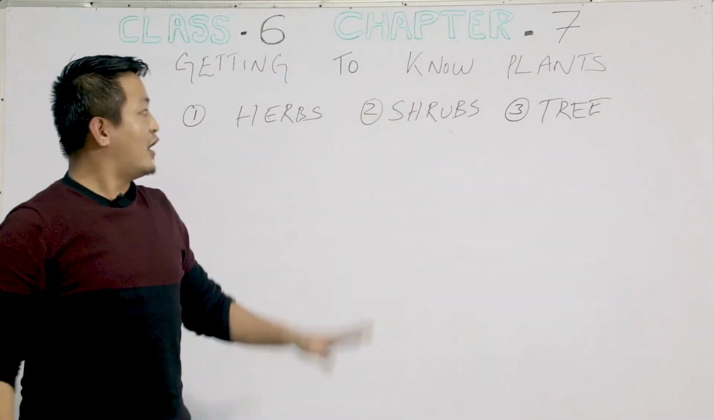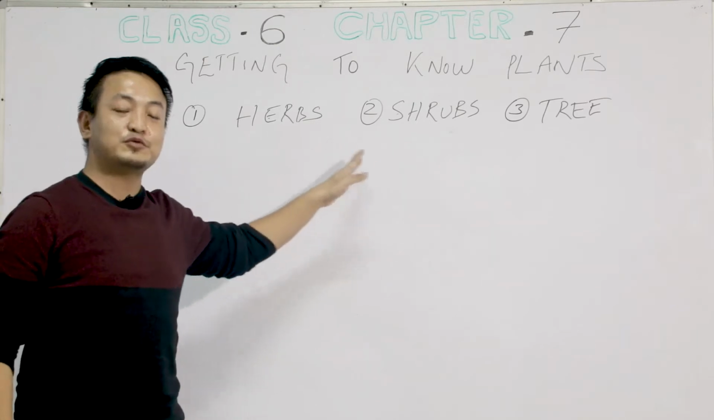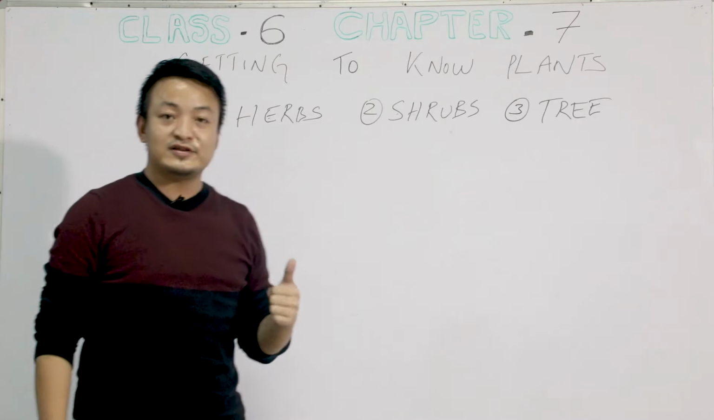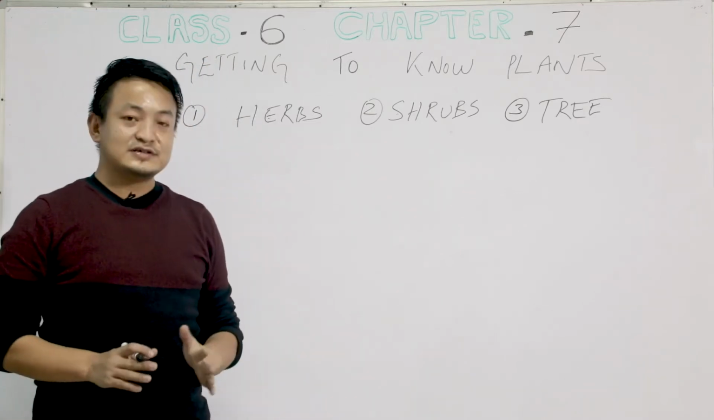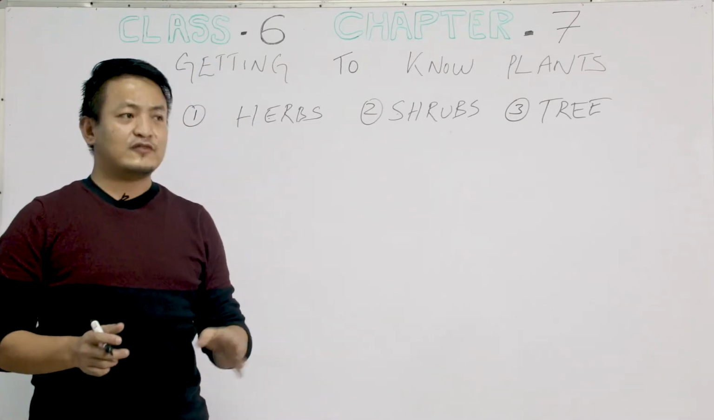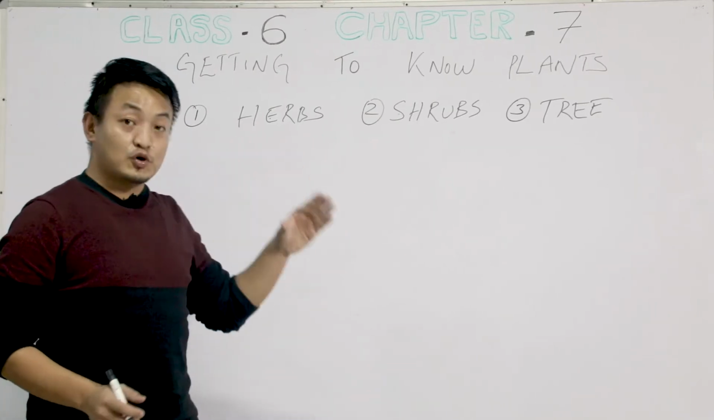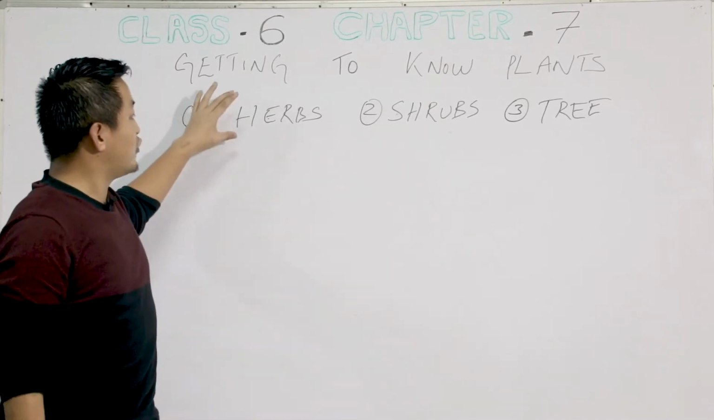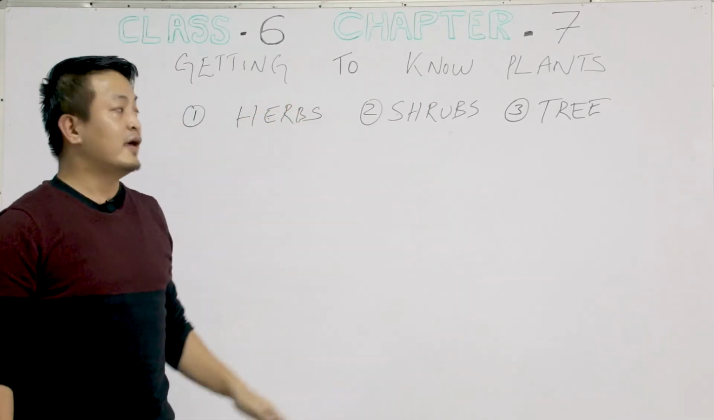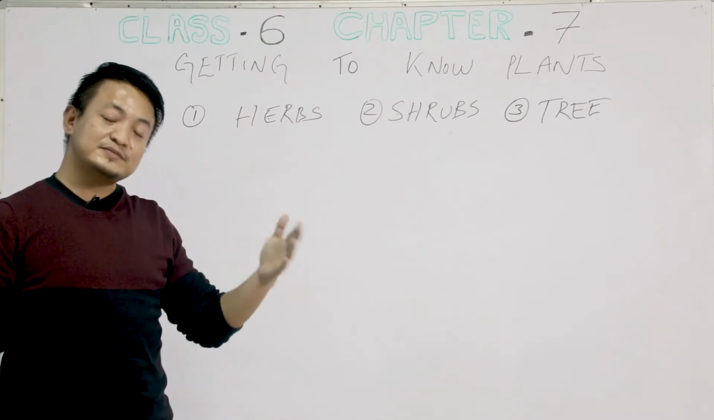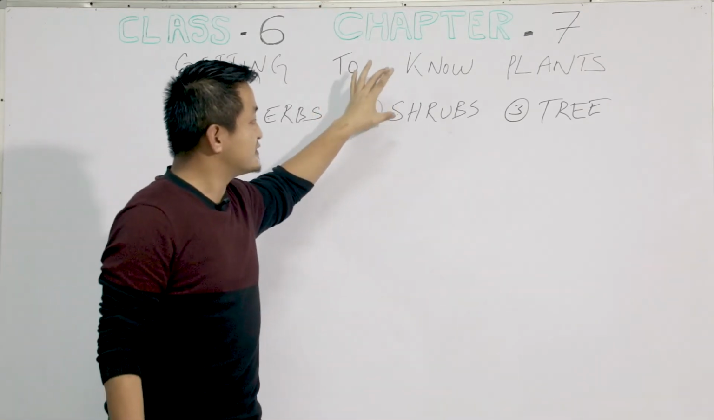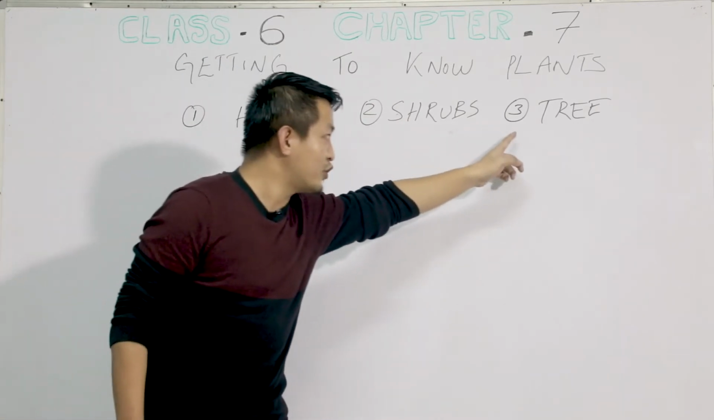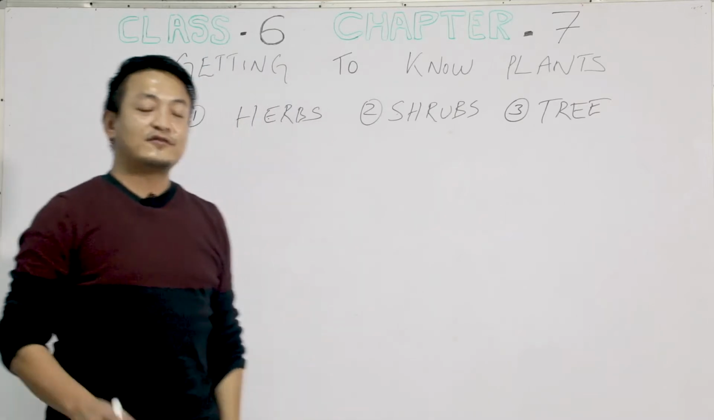Now how will you differentiate between these three types of plants? I'll give you one activity, okay? You can just take the example of yourself. If you see any plant that is shorter than you, then it will fall under herbs. Clear? If you see a plant of your same size, then that will fall under shrubs. And if you see a plant way taller than you, then it will fall under tree, okay? So that's the first activity.